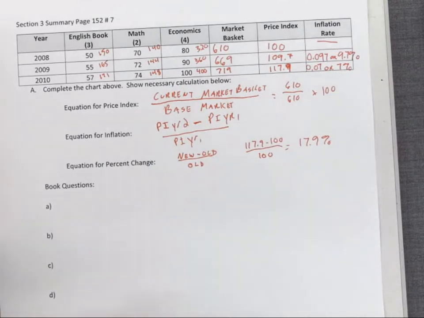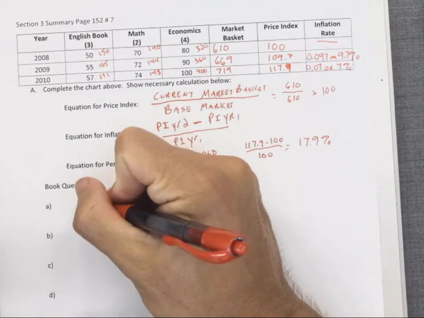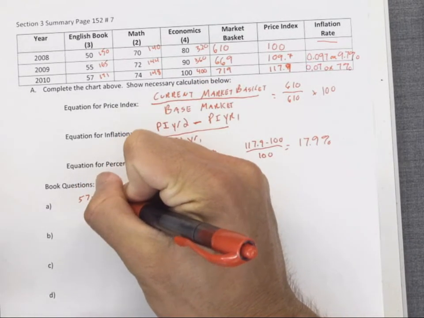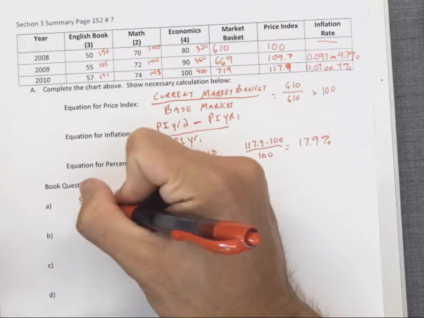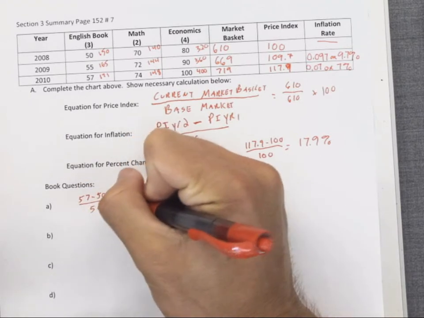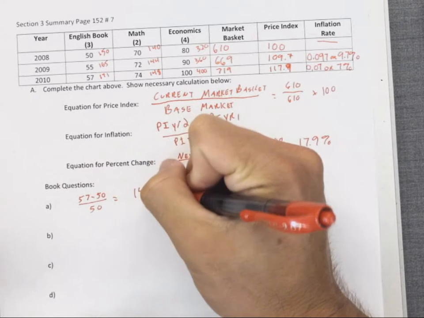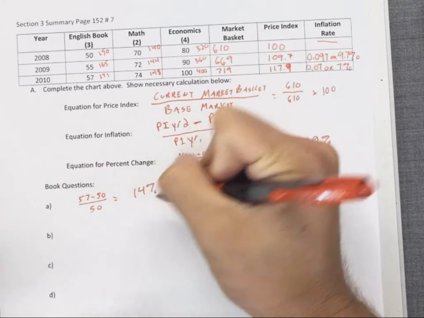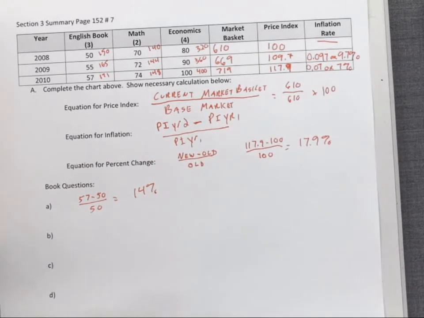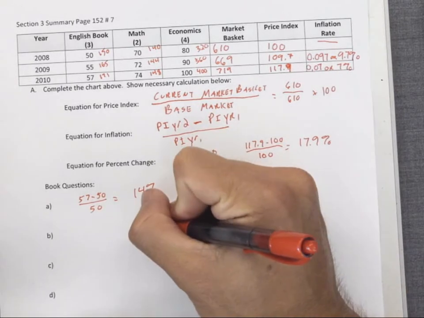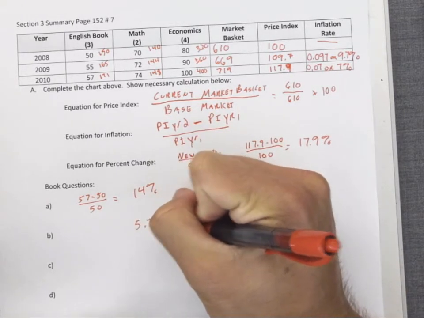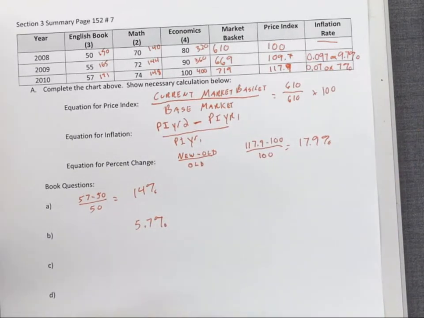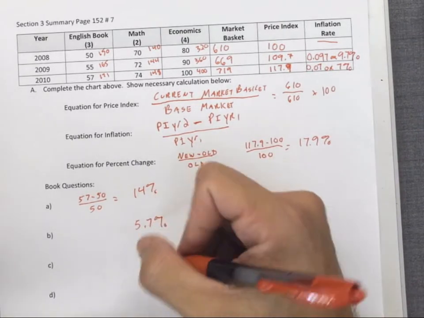Question A says, what is the percent change in price of an English textbook from 2008 to 2010? That's simply going to be the 2010 price minus 2008 over 2008, which equals 14.14 or 14%. B is what is the percent change in price of math? You're going to do the same equation. That's going to get us 5.7%. C, what is the percent change in price of economics? Again, same equation, 25%.